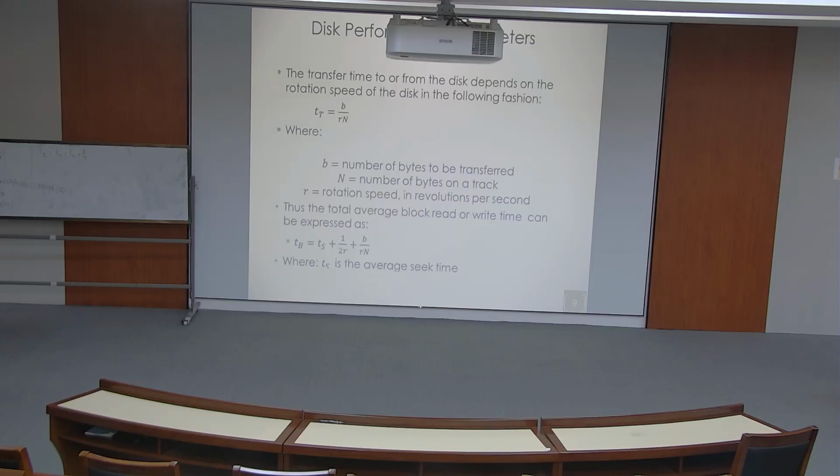Now, the transfer time to or from the disk also depends on the rotation speed. That means we have TT, which is equal to B divided by RN, where B is the number of bytes that need to be transferred, N is the total number of bytes on the track, and R is the rotation speed. It has to be expressed in revolutions per second.